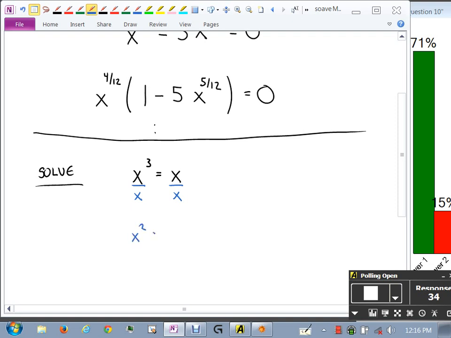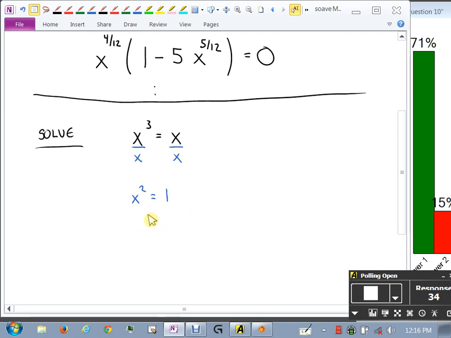x squared equals 1, right? x cubed over x is x squared. x over x is 1. And now to solve this, you do what? Square root on both sides, and you get plus or minus 1 because you took the square root, right? So you get two solutions there, plus or minus 1.